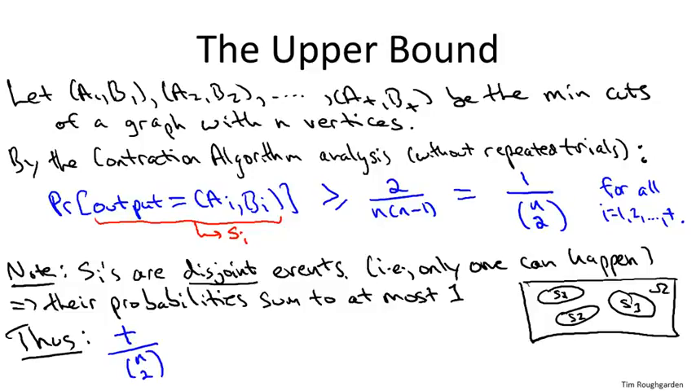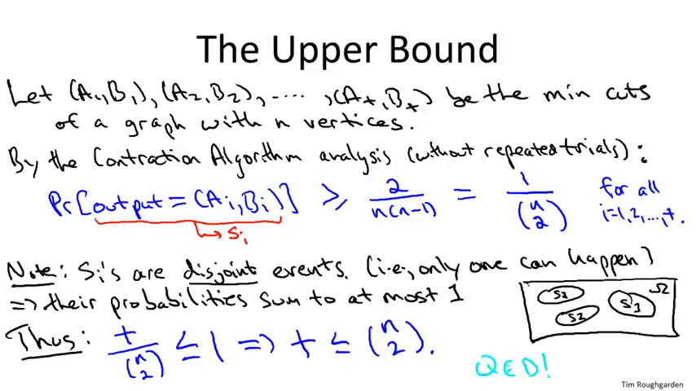Rearranging, what do we find? T, the number of different min cuts, is bounded above by n choose 2. Exactly the lower bound provided by the n-cycle. The n-cycle has n choose 2 distinct minimum cuts. No other graph has more. Every graph has only a polynomial number, indeed at most a quadratic number of minimum cuts.